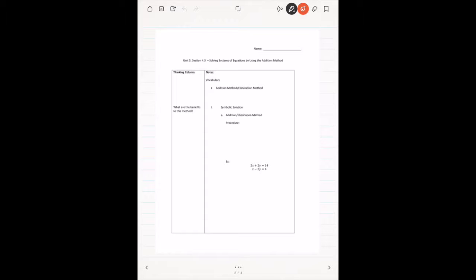The substitution method, if you remember, means I have to solve one of these equations for a variable, and then I have to plug the expression that I get for that variable into the other equation, and it gets a little complicated, a little messy, it can be a bit tedious. Well, we want to have another technique that might be a little easier. And this is called the addition method or the elimination method.